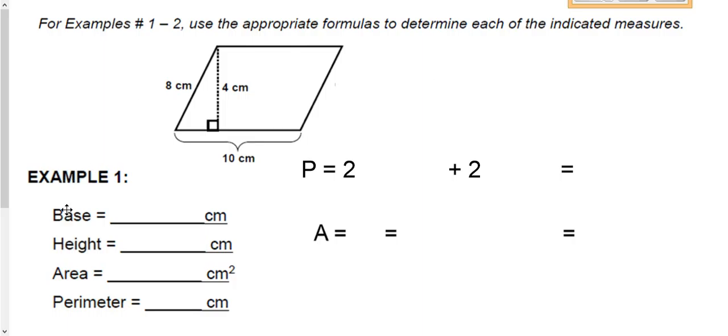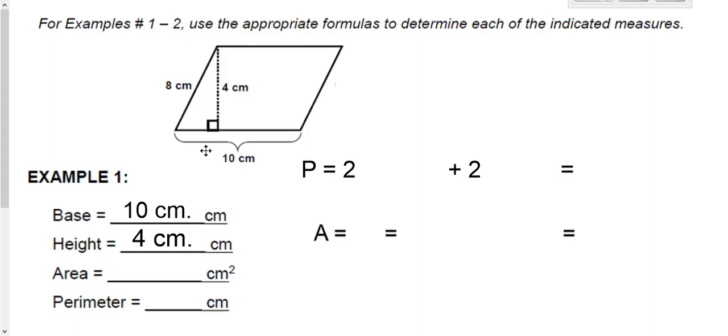So we look at example 1. We're going to figure out the area and the perimeter, so we need to know the base and height. Looking at the picture, we can see clearly that the base is 10 and the height is 4. So the base is 10 centimeters. The height, going from the base up, is 4 centimeters. So we're ready to find these two things.